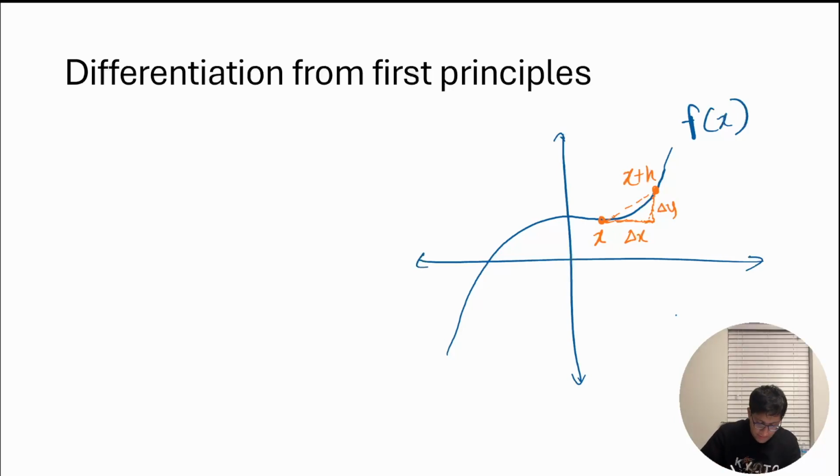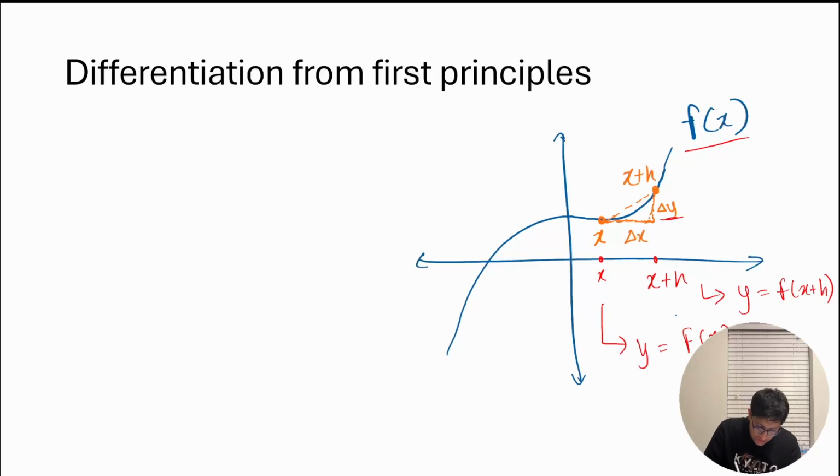Imagine you have a function, f of x. A random point on this function has x coordinate x, and let's say there's another random point where the x coordinate is x plus h. Now for this function, if this is the x coordinate, the y coordinate will be f of x, x inputted into the function. And the y coordinate for here will be f of x plus h.